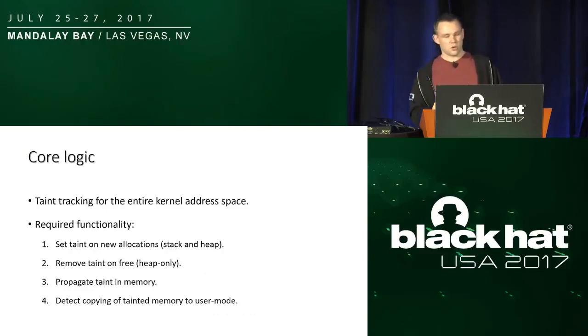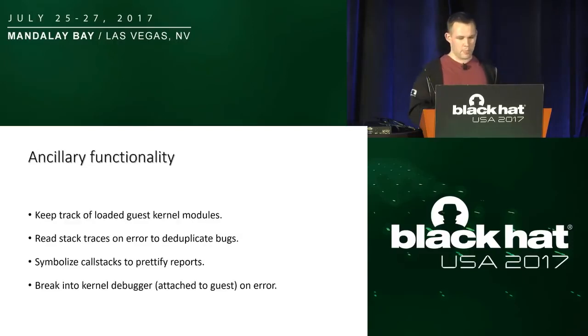And the core logic of Boxbone is that we want to taint track the entire kernel address space. And in order to do it, we need to first be able to set taint on new allocations that are being performed in kernel mode, both from the stack and the heap. Then we want to be able to remove taint when memory is freed. Of course, we want to propagate taint in memory, and then most importantly, we want to detect when some uninitialized memory is copied from the kernel space to the user space.